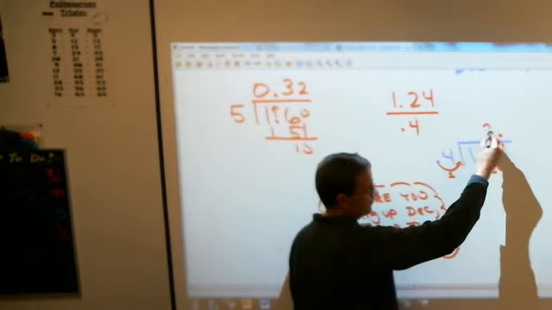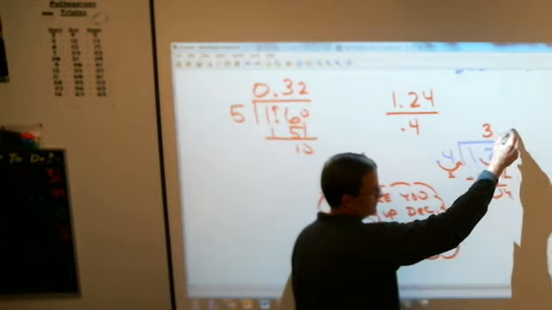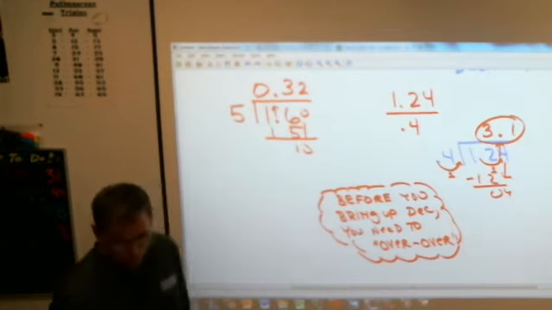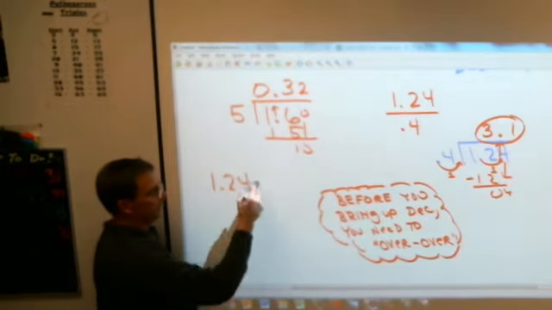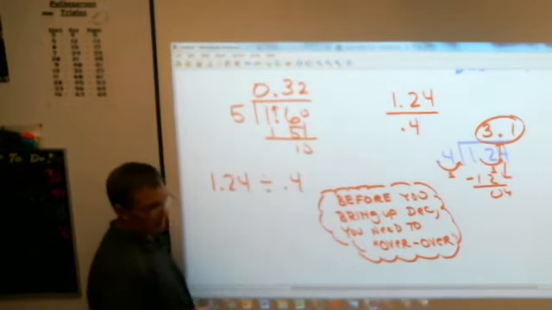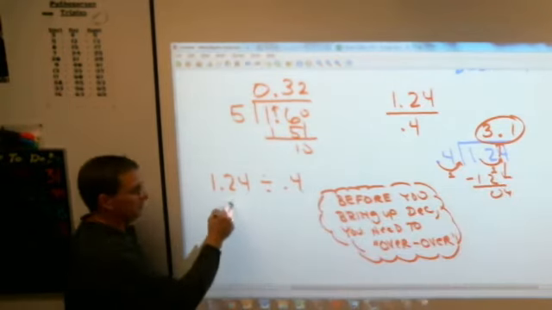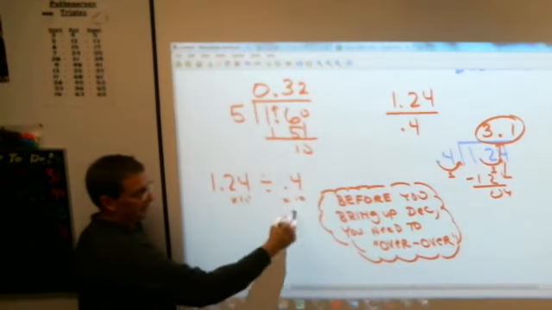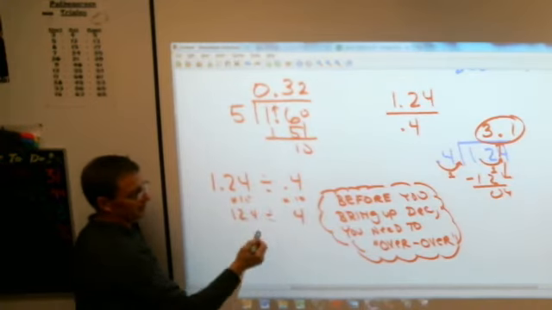4 goes into 12 3 times. Subtract. 4 goes into 4 once. The answer is 3.1. What you've really done is this. You know, this was the problem. If I write it out, I started out with 1.24 divided by 0.4. What you did when you moved it over and over is you just multiplied both of these by 10. And when you multiplied it by 10, that got rid of the decimal there. And when you multiplied it by this 10, you just moved it over a place. That's what changed it into that problem.